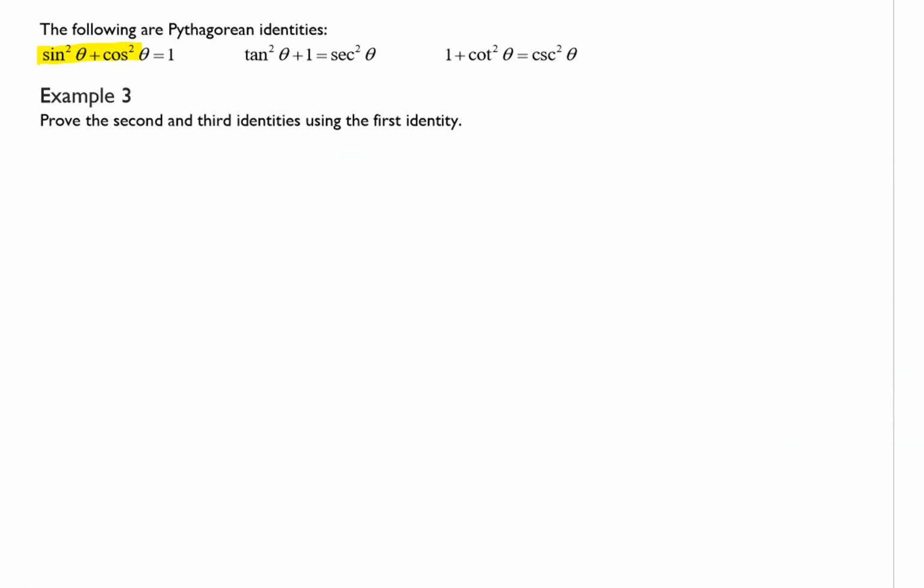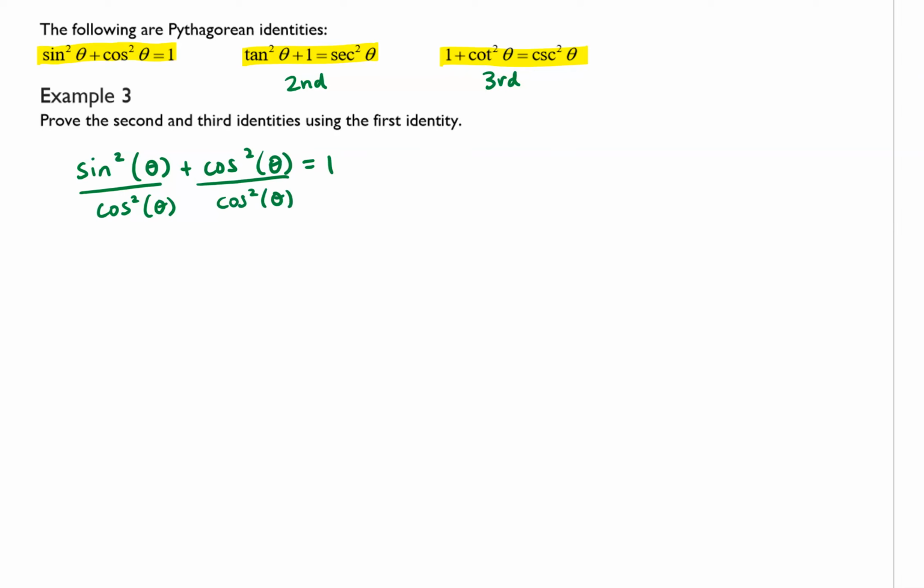So here we have sine squared theta plus cosine squared theta is equal to 1, but it turns out that these other two are variations of the Pythagorean identities. So let's go ahead and derive those and see where they come from. We're going to start with the original Pythagorean identity, which is sine squared theta plus cosine squared theta is equal to 1. Now, if I manipulate it a little bit, I should be able to get the second and third identity. The way that I'm going to get the second one is I'm going to divide all of the terms in this equation by cosine squared theta. And that's okay. It will still be equal as long as I do it on both sides of the equation.